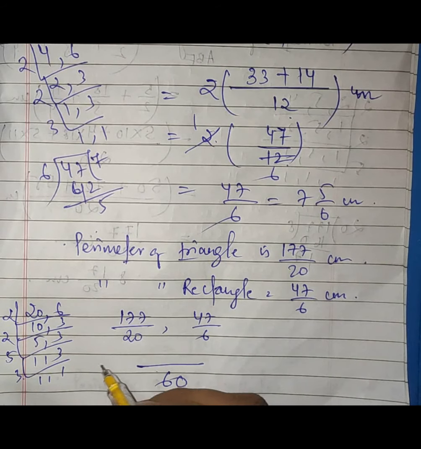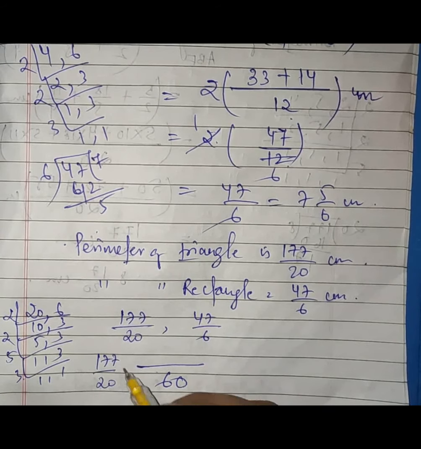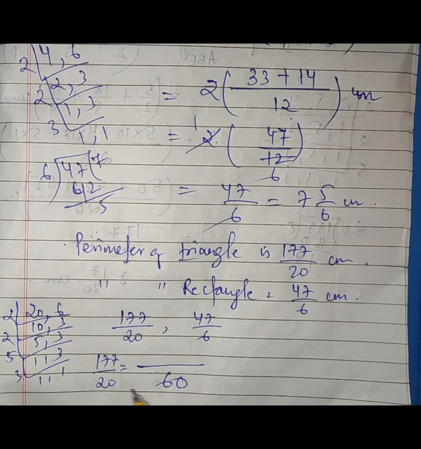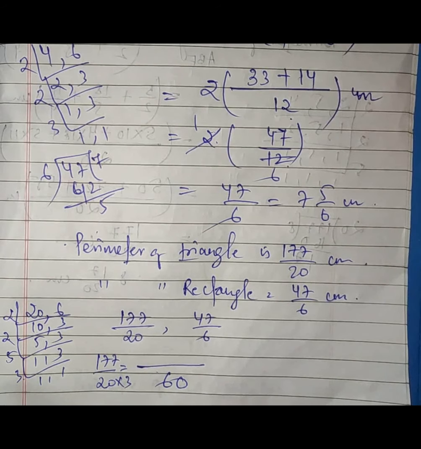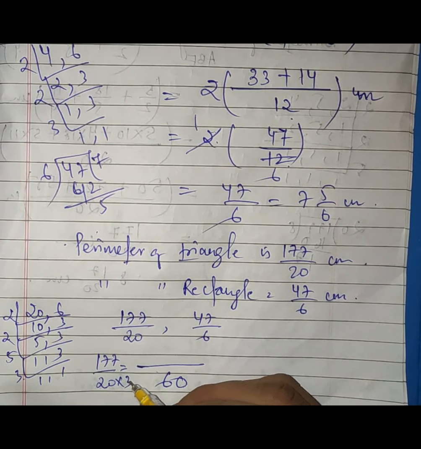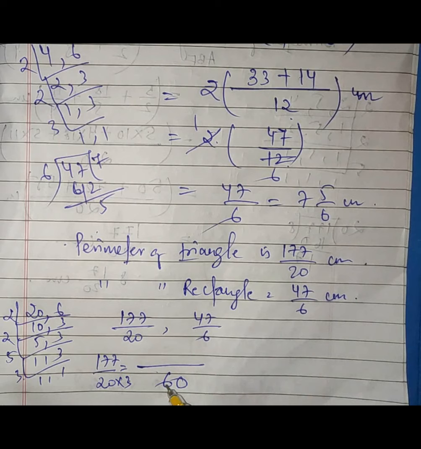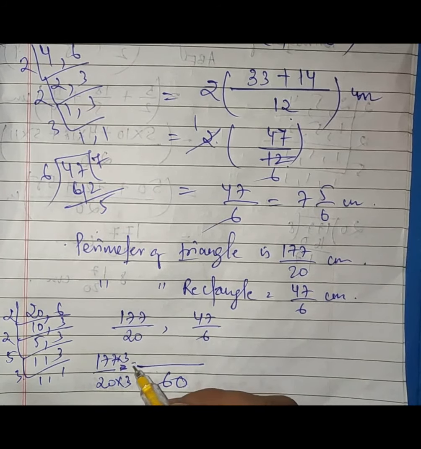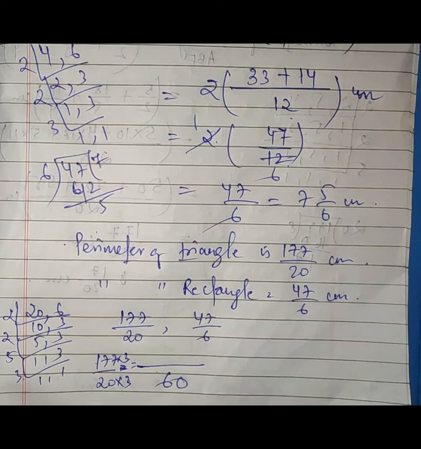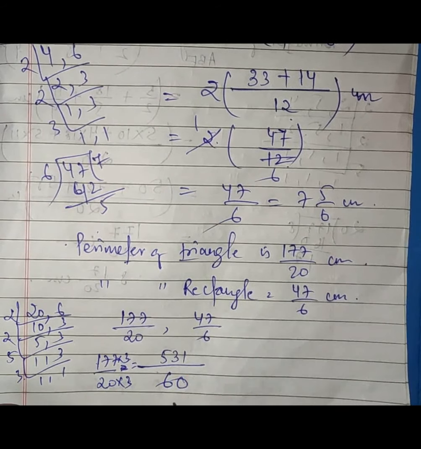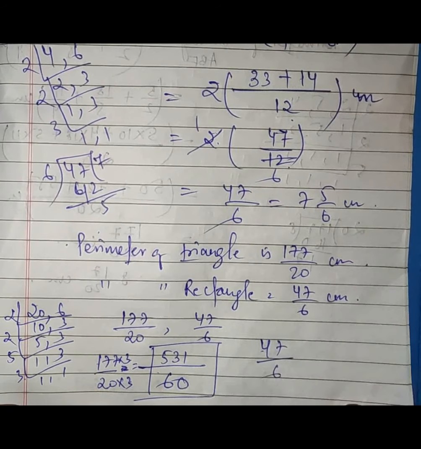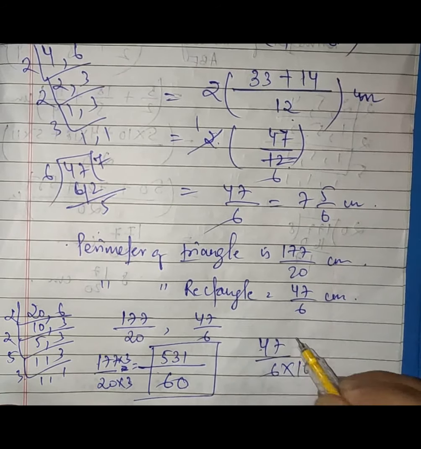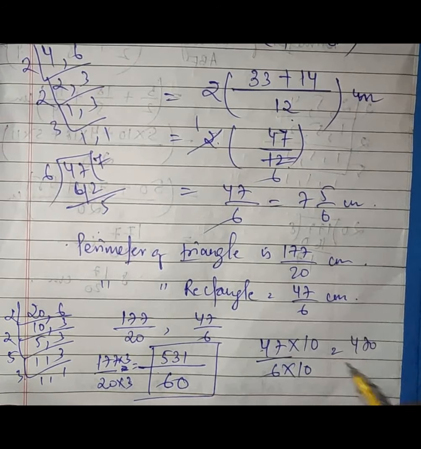So for 177 by 20, first of all, we have to convert this value. 20 into 3 is 60. So we have to multiply this 3 on both sides, alright? So 20 into 3 is 60 and 177 into 3. Alright, 177 into 3 is 531 by 60. So this is our first case. Similarly, 47 by 6 into 10 is equal to 470 divided by 60.